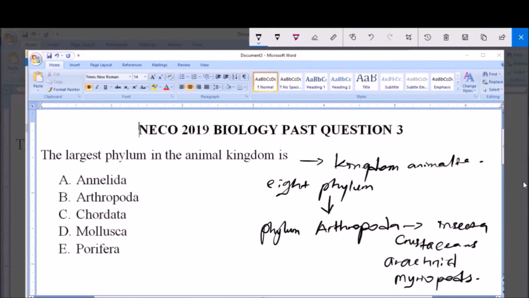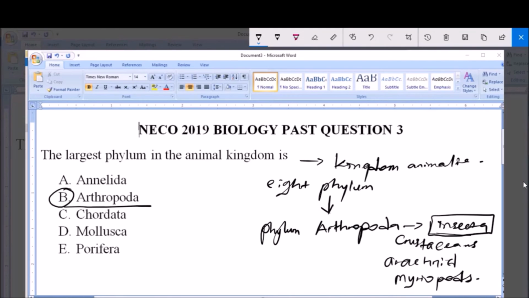Now you agree with me that in the phylum Arthropoda, the insects are the largest, because in a population the insects are always the species with the largest population. Them falling under the phylum Arthropoda, together with the crustaceans, the arachnids, which are the spiders, and the myriapods, which comprise the centipede and the millipede, has made the phylum Arthropoda the largest phylum in the animal kingdom. And that is why option B is correct, because option B says Arthropoda.